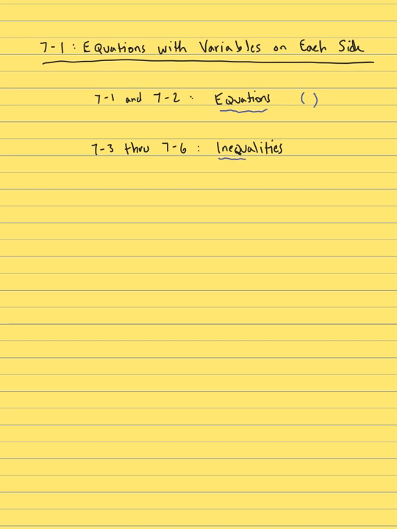So 7.3 will be about writing inequalities. 7.4 will be about solving inequalities through addition and subtraction. As you might imagine, 7.5 will then be about solving inequalities through multiplication and division, and 7-6 will be about multi-step inequalities, so we'll be back to the land of shoes and socks and what that looks like for inequalities.